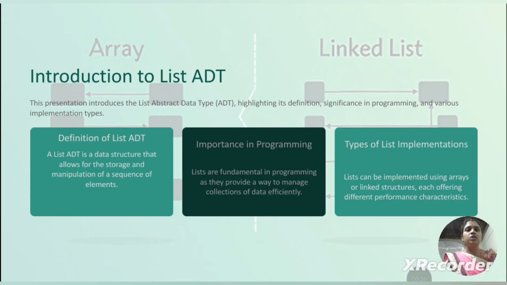So introduction to list ADT. What do you mean by list ADT? A list ADT is a data structure that allows for the storage and manipulation of a sequence of elements. So in list we are going to store a sequence of elements. List can be implemented using arrays or linked structure, each offering different performance characteristics. So this is about list ADT introduction, which we saw in the previous video itself. So next let's see about array ADT.